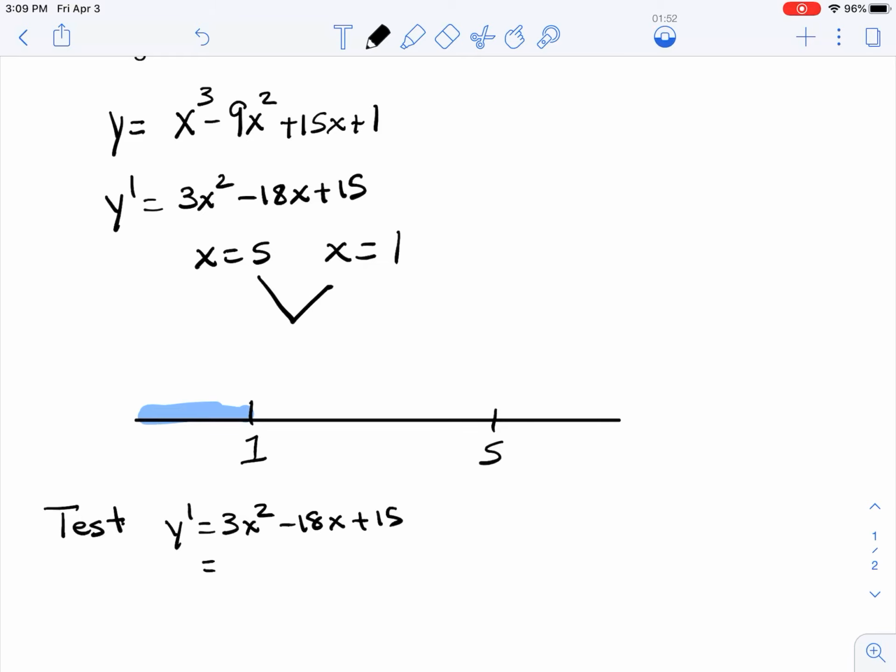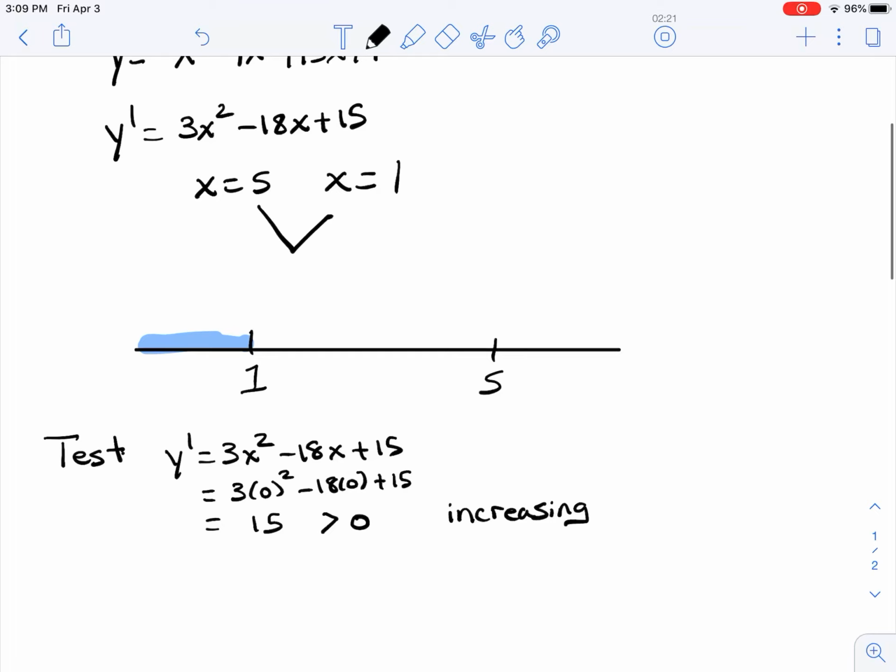And then all you want to do here is sub in the number you pick, so I pick 0. You can work it out, or you can kind of see that when you sub in 0, that's going to equal 15. So 15 is greater than 0. That means the function is going to be increasing. So that means to the left of 1, my function, when I graph it, is going to be going up.